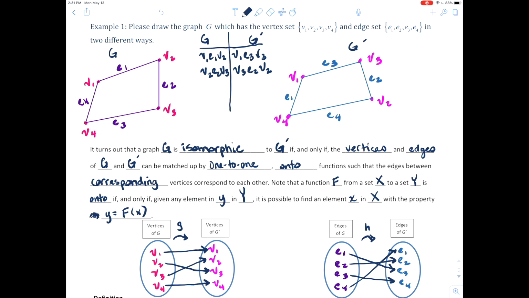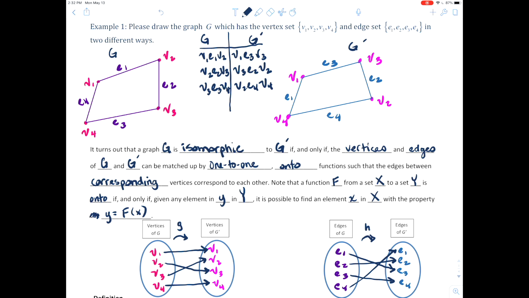And then continuing, V3, E3, V4 for graph G. And for graph G prime, what do we have? We have V2, E4, V4. So notice that, again, we have that relationship that vertex 3 maps to V2 in our correspondence g. And then we have that V4 maps to V4 in that same correspondence. And so we want to make sure that the edge relationship is still there. And so here we would need edge 3 to correspond to edge 4, and we have that.